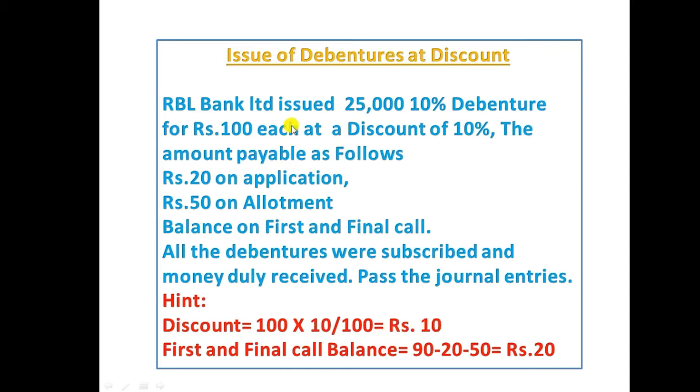And this money the company is going to collect in 3 installments. First installment 20 on application, second installment 50 on allotment, and balance on first and final call. I calculated here the balance. We need to calculate on the issue price. The face value is 100 and the company is giving 10 rupees discount. The balance issue price is 90 rupees. From 90 we need to minus 20 on application and minus 50 on allotment, and the balance 20 rupees is in first and final call.